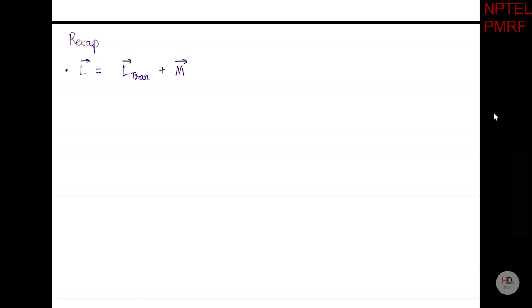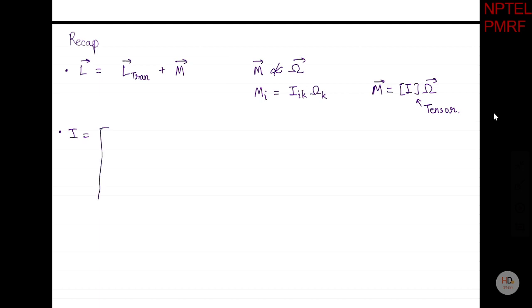And then we saw that M is in general not proportional to the angular velocity. In fact, M_i is given by I_ik times omega_k. So there is a matrix relation between them. So vector M is some matrix I times omega. So this is your moment of inertia tensor, and the form of I is given by this thing.